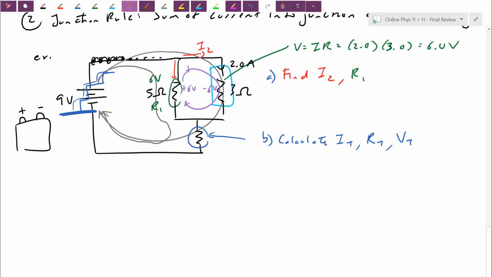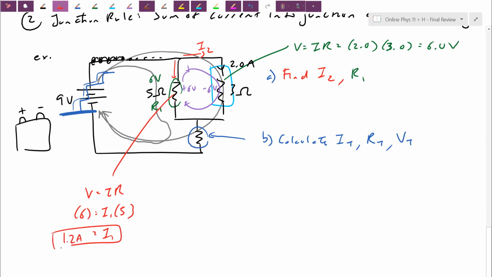Right? But now that for resistor number 1, I know the voltage and the resistance, I can do Ohm's law at this part. So V is equal to IR. We have the voltage of 6. The current I don't know, I'll call it I1. The R happens to be 5. So the current here is going to be 6 divided by 5, so 1.2 amperes. Right? So I found the I2, and did I find the R1?